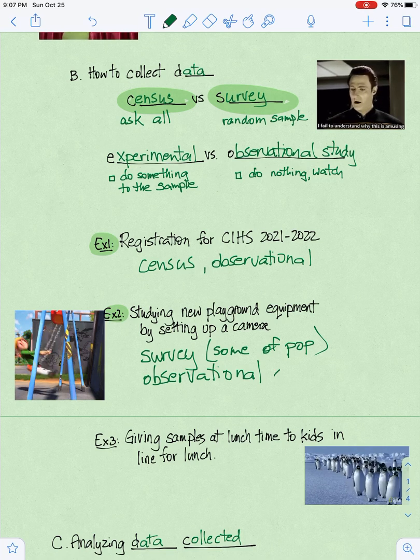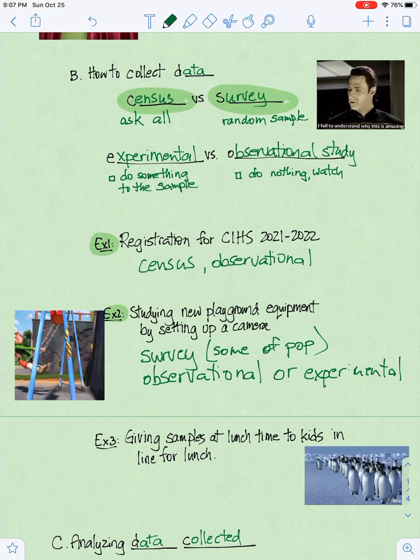Though, if you were to replace the equipment with something else, such as, let's say you had the camera up prior to putting new equipment up, then you could say it is experimental, because we're seeing what effect the new equipment has.